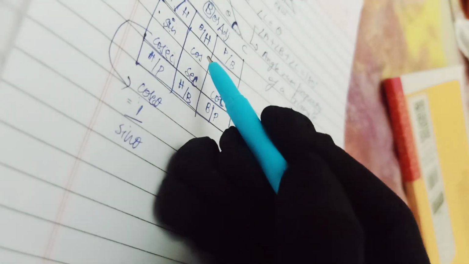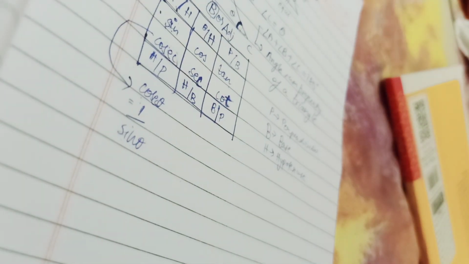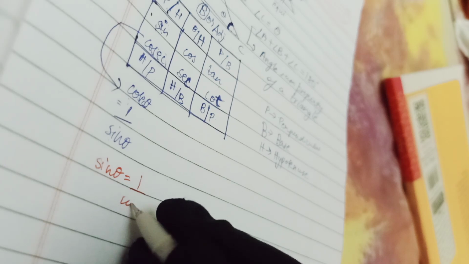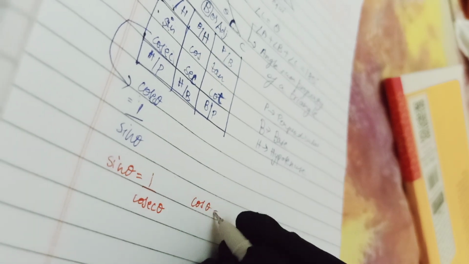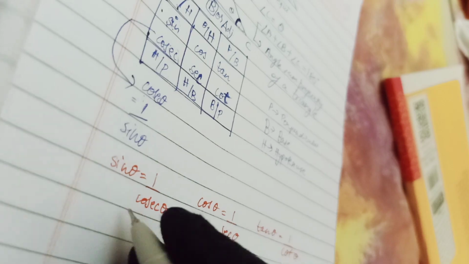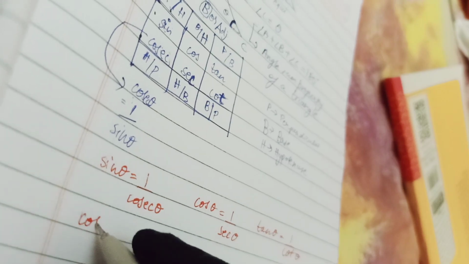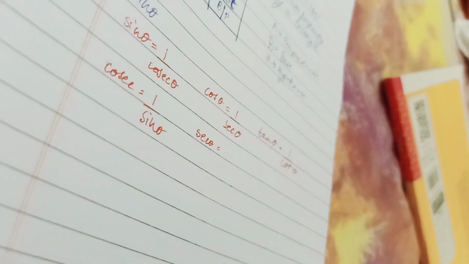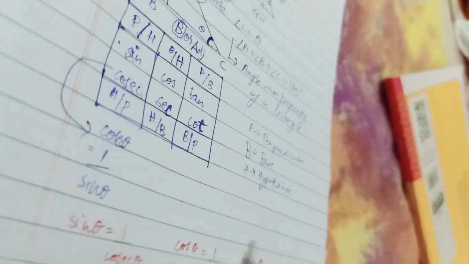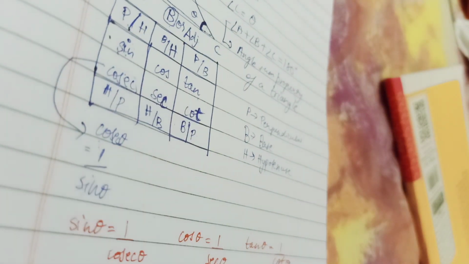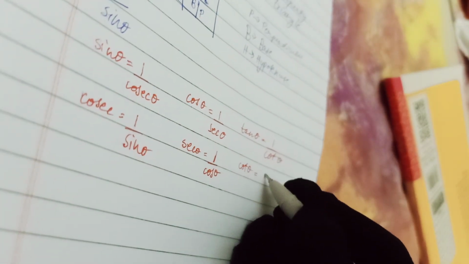Now next, I'll just write down these formulas properly over here for you. So we have sine theta is equal to 1 by cosec theta. Cos theta is equal to 1 by sec theta. Then we have tan theta is equal to 1 by cot theta. And next, cosec theta is equal to 1 by sine theta. Then sec theta is equal to 1 by cos theta. And similarly cot theta is equal to 1 by tan theta.